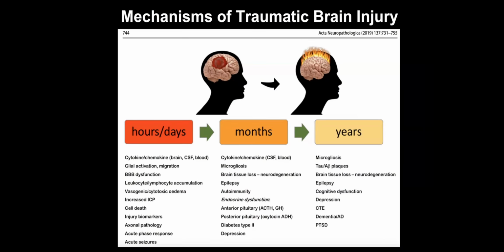We can see edema in the brain, which can often manifest in terms of abnormalities on a variety of advanced imaging markers. We can see actual cell death, increased intracranial pressure. We can see pathology in the axons of the white matter that connect different parts of the brain. We can see seizures. And then as these mechanisms play out over months, we can start to see early brain tissue loss or neurodegeneration.